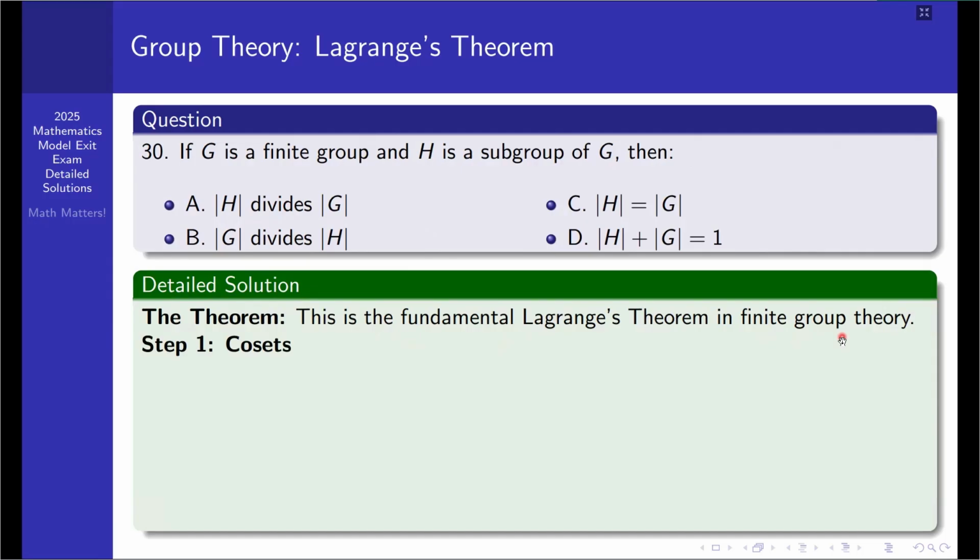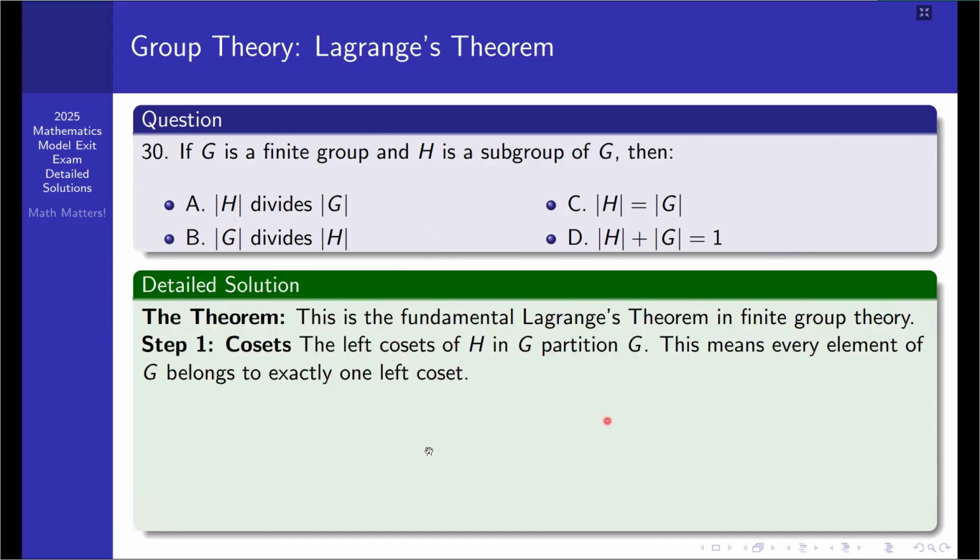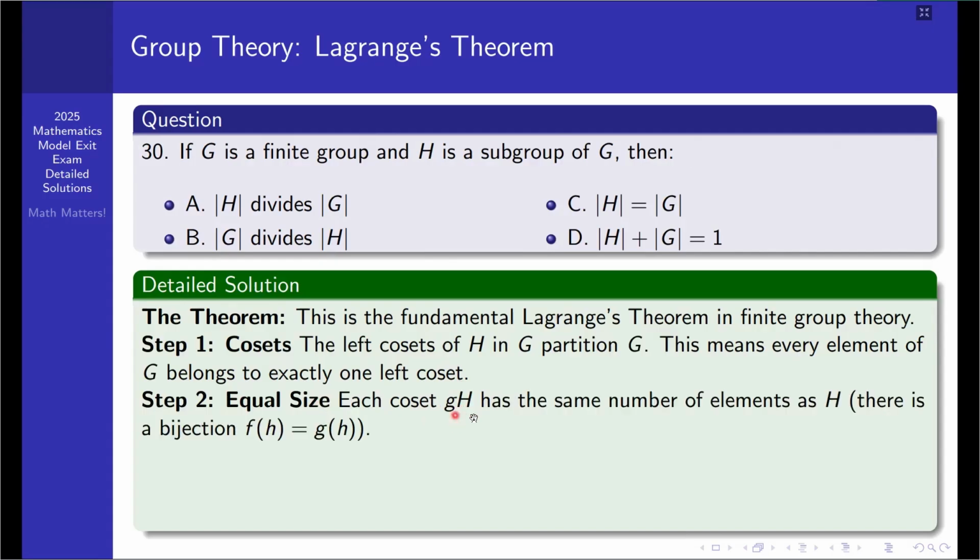That means step one, the left cosets of H in G partition G. This means every element of G belongs to exactly one left coset. Similarly, equal size: the coset gH has the same number of elements as H. There is a bijection between H and gH.